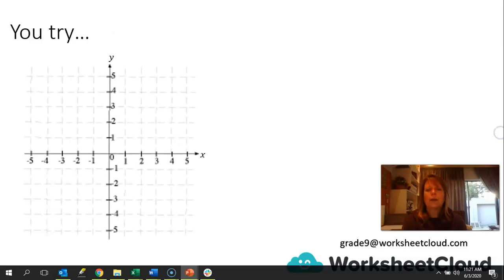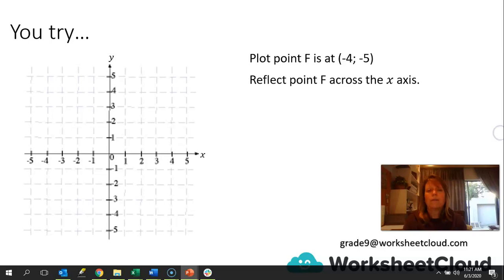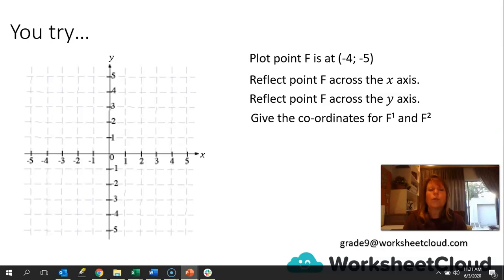You try this one. There's your Cartesian plane. What I want you to do is plot point F at minus 4, minus 5. Then I want you to reflect point F across the x-axis. Then I'd like you to reflect point F across the y-axis. And then I want you to give the coordinates for F1 and F2, in other words, your two new points. So pause the video, use your Cartesian plane, plot your point F, then reflect across the x-axis, then the y-axis, and then give the coordinates of your two new points. Pause the video now, and you try it out, and then when you come back, we will go over it.